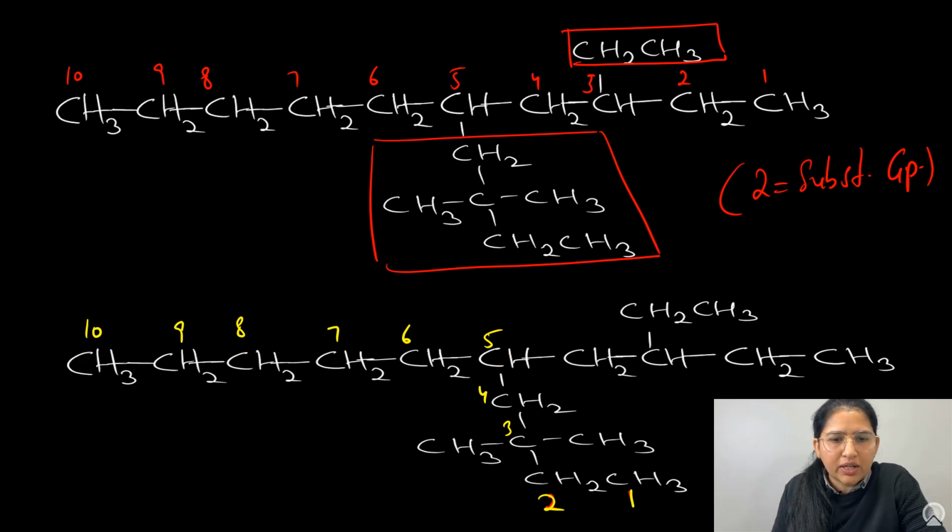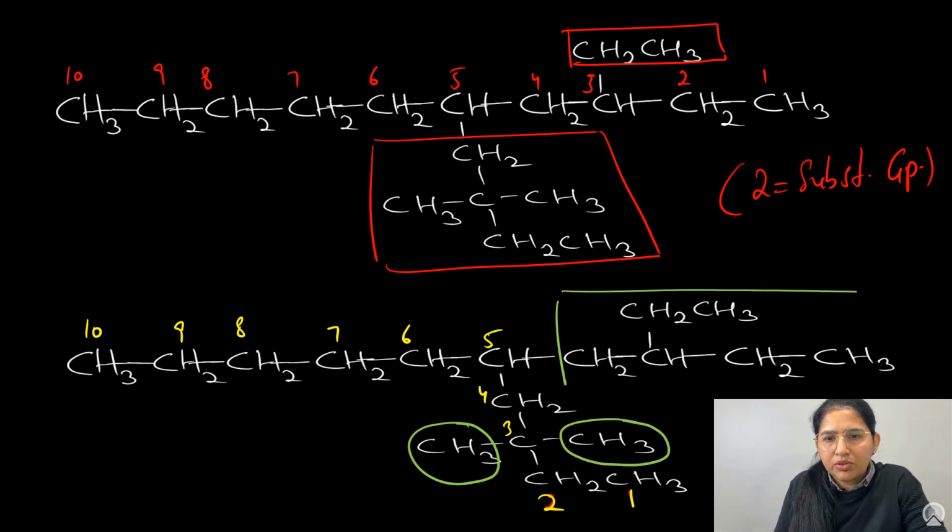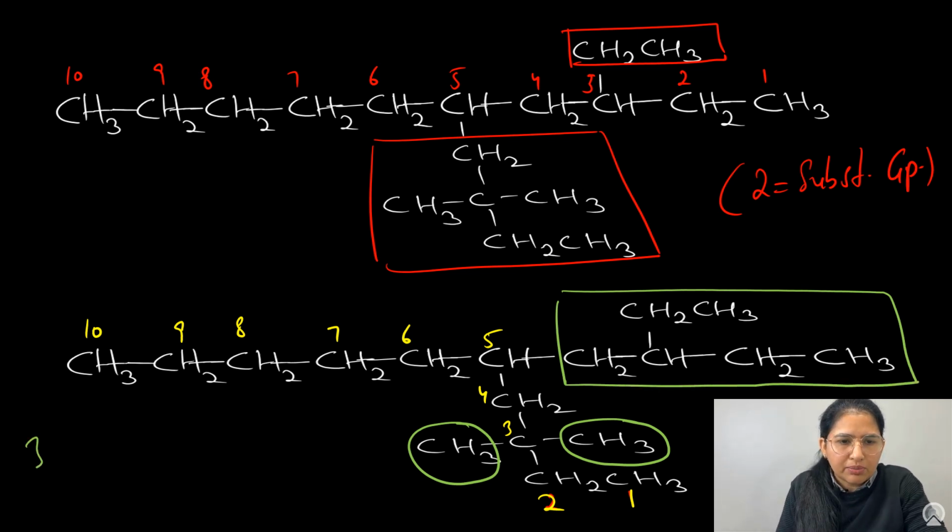Now let's check the substituted groups. So here you may see you have one substituted group at carbon number 3 on the left and the other substituted group at carbon number 3 on the right, and you have one more substituted group at carbon number 5. So how many substituted groups does it have in total? It has a total of 3 substituted groups.